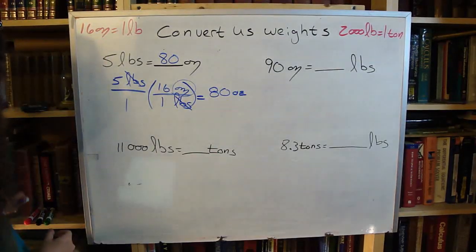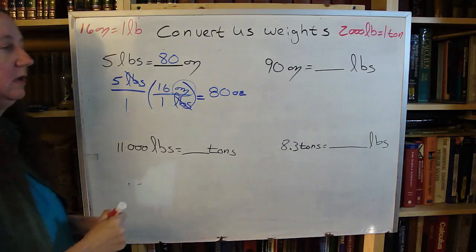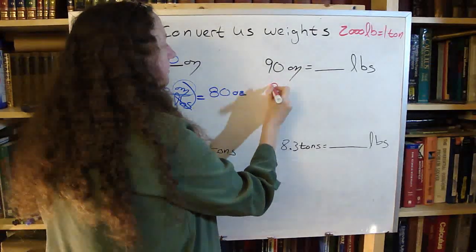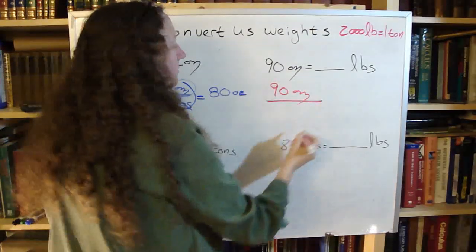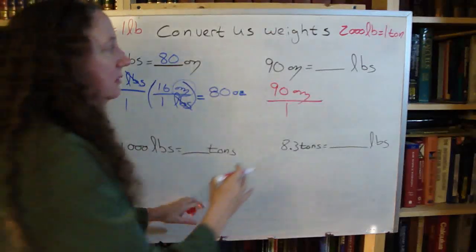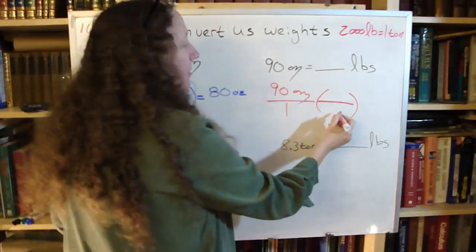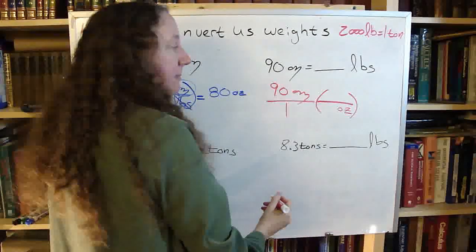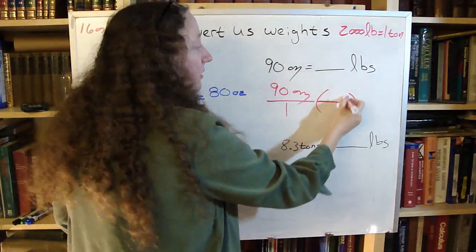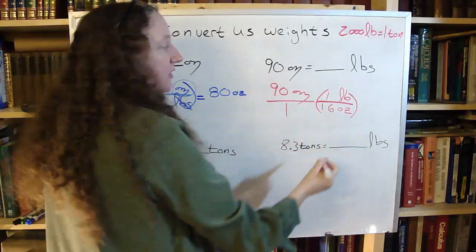Going over to this one. 90 ounces is how many pounds? So again, I'm going to start out by setting up a fraction. Put it over 1. You can divide anything by 1, it does not change it. I want to open a conversion factor. I have ounces on the top. If I want to get rid of that, I put them on the bottom. Since I'm going to pounds and I know how to go directly to pounds, I put pounds on the top. 1 pound is 16 ounces.